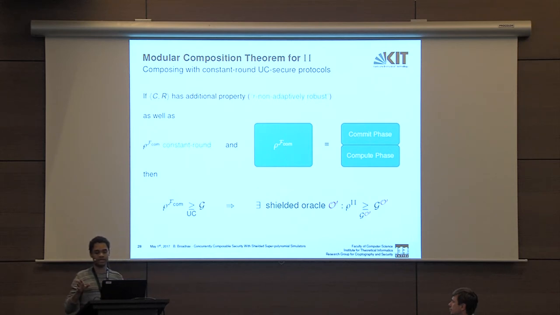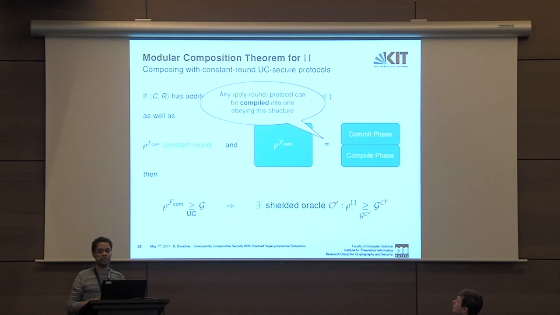And with this premise, one can in fact plug our protocol into Rho, such that the composite protocol is secure in our framework. One can find a shielded oracle such that Rho composed with Pi emulates GO prime with respect to GO prime augmented environments.